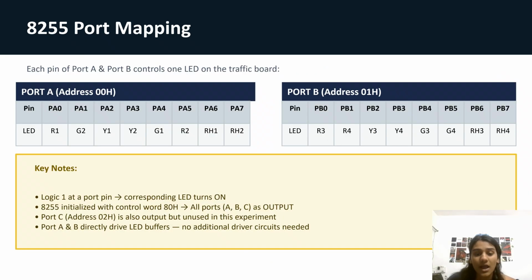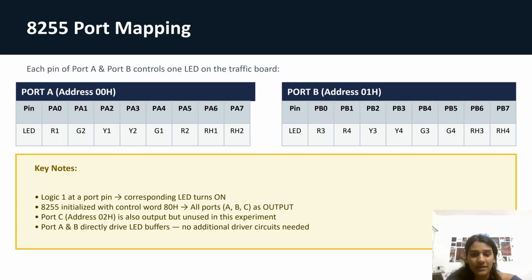Now I'll explain how the LEDs are actually controlled using the 8255 ports. Each pin of port A and port B is connected to one specific LED on the traffic module. So essentially, each bit directly controls one light.